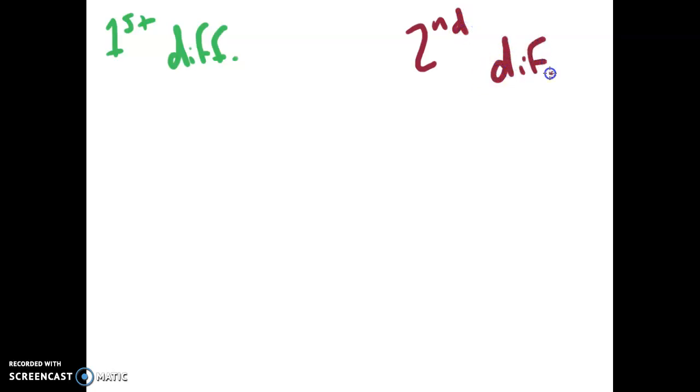Alright folks, in this video we're going to talk about the first difference, which I'm just going to abbreviate, and the second difference. The first difference and the second difference are both mathematical ways to figure out, in the case of the first difference, velocity, and in the case of the second difference, acceleration.